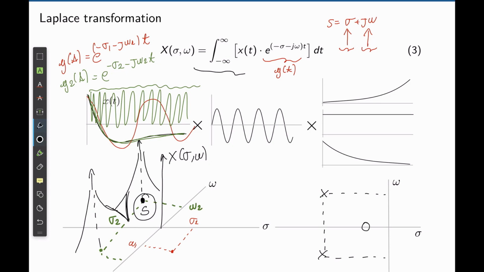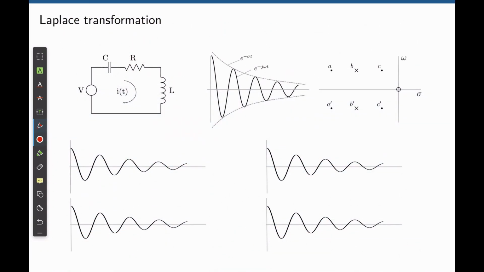In this 2D representation, we now know that if you take this specific omega and this specific value of sigma, by putting that into the formulation for y of t, that is our probing signal, that probing signal is exactly x of t. And this is the first step to understand what the Laplace transform does. Now let's look at a more concrete example.